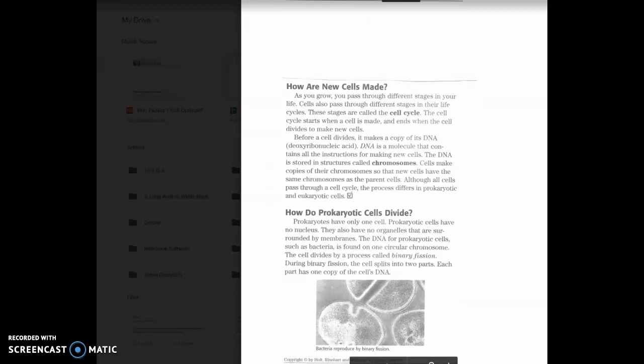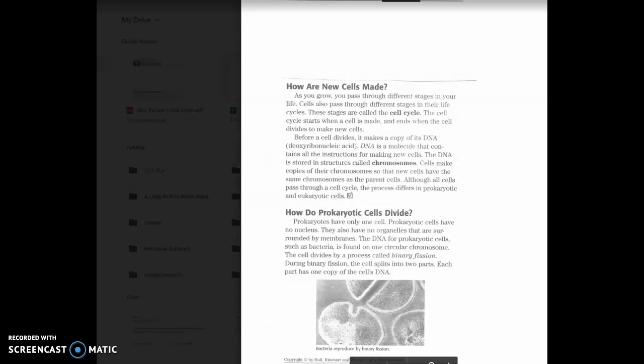The cell cycle. How are new cells made? As you grow, you pass through different stages in your life. Also, I forgot to mention you can have your packets out while I'm reading so you can follow along in your packets, okay? As you grow, you pass through different stages in your life. Cells also pass through different stages in their life cycles. These stages are called the cell cycle. The cell cycle starts when a cell is made and ends when the cell divides to make new cells.